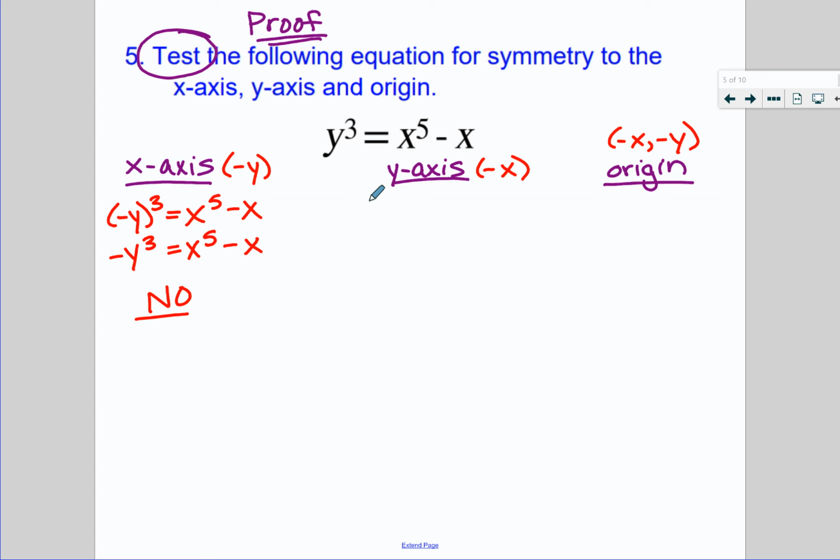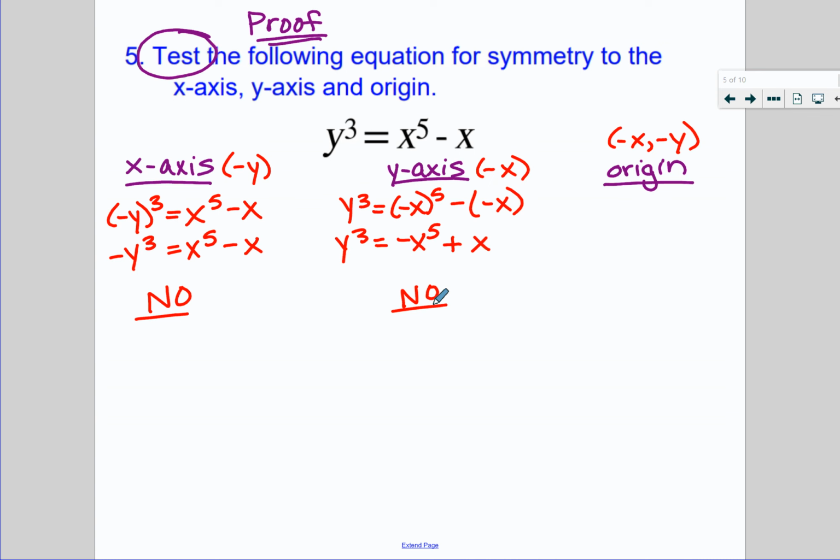Okay, so I'm going to plug -x in for all of my x's. Take the x out, in parentheses, put -x in its place. That's my first step. Second step, simplify. Is -x to the 5th positive or negative? It's negative. Minus -x is positive x. Is that the same as the original equation? No, even if I divided through by -1, would it be the same as the original equation? Nope. This one's also a no.